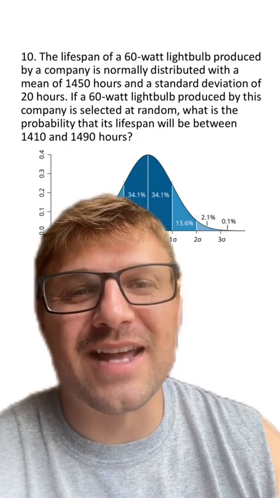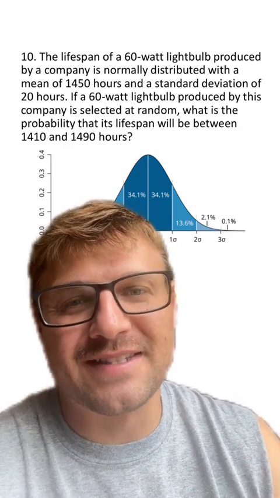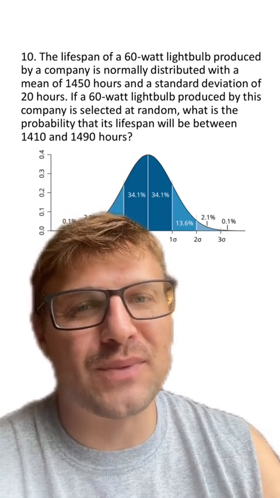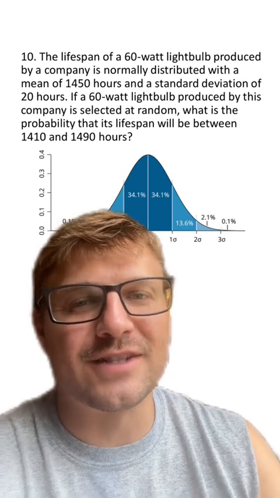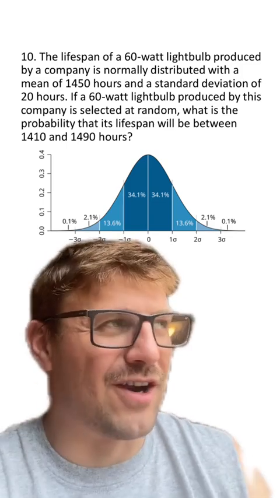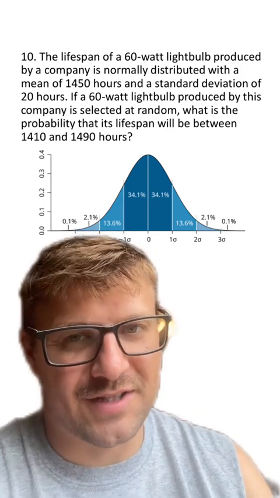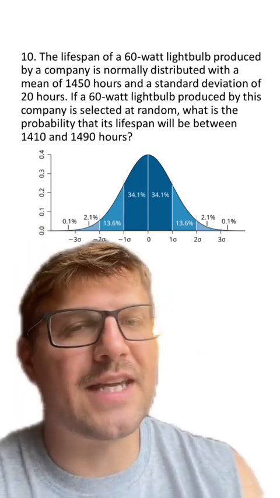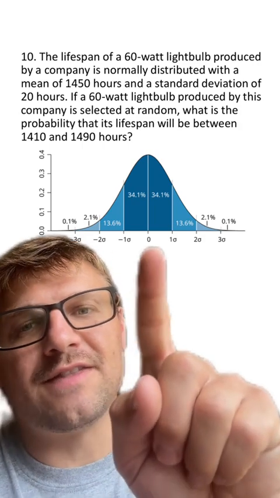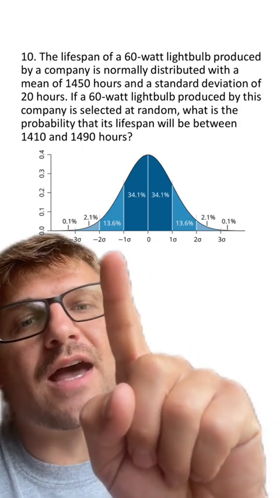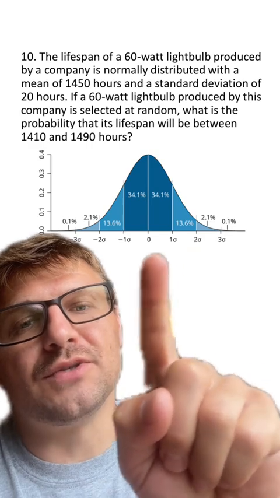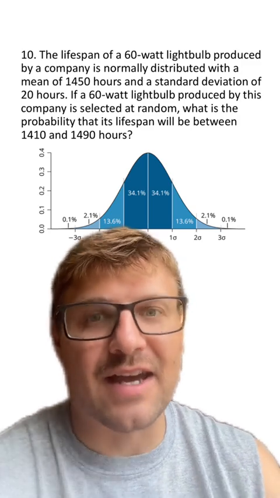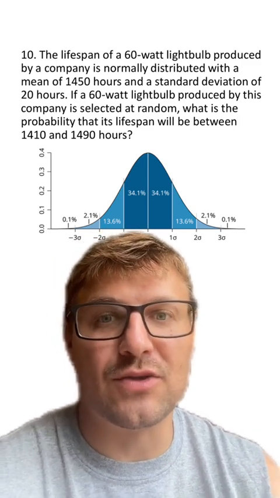If a 60-watt light bulb produced by this company is selected at random, what is the probability that its lifespan will be between 1,410 and 1,490 hours? There are a lot of numbers, so make sure we have the right numbers here. So again, the average is going to be 1,450. If we take a look at the standard deviation, we can see that what the question's asking is how many of the light bulbs are going to fall between 2 standard deviations. This question's only asking what percent of the light bulbs are between those 2 standard deviations.